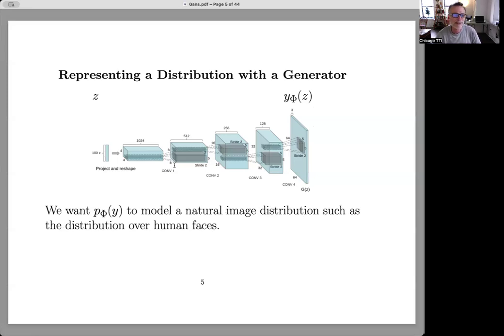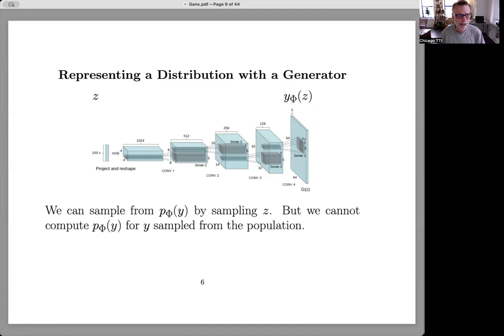Now we want to train something such that this distribution over images matches the natural population distribution over images, matches natural images. We're always assuming that there exists some population distribution. And we're going to focus on distributions over faces in practice, because that's how this was first done. I've already said this: we can sample an image, but we have no way of computing its probability.